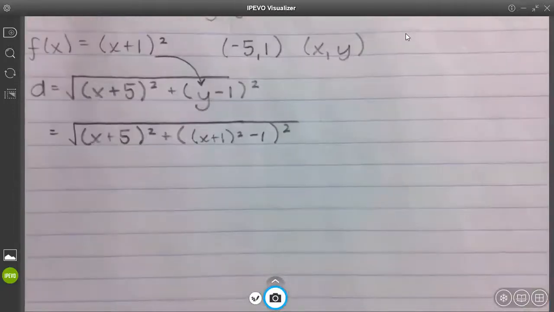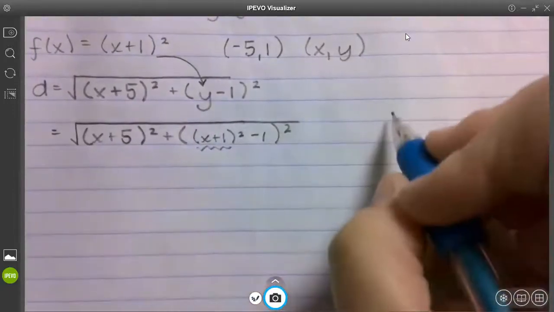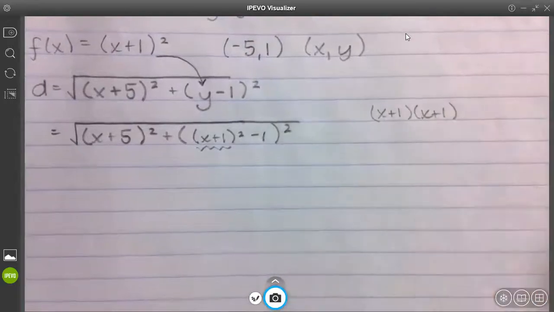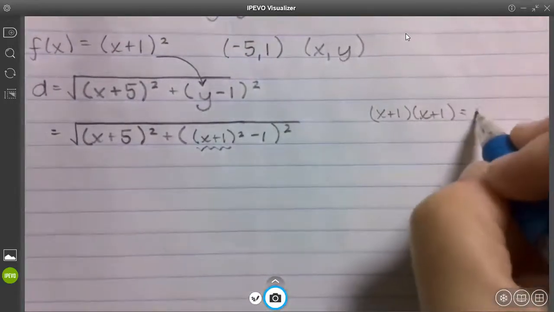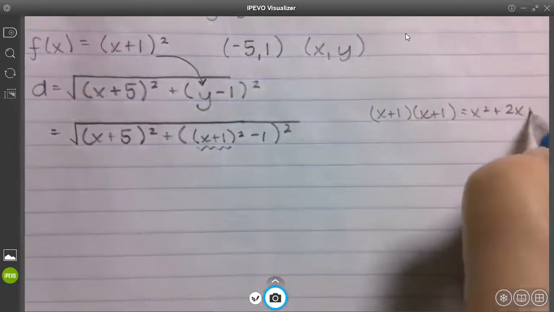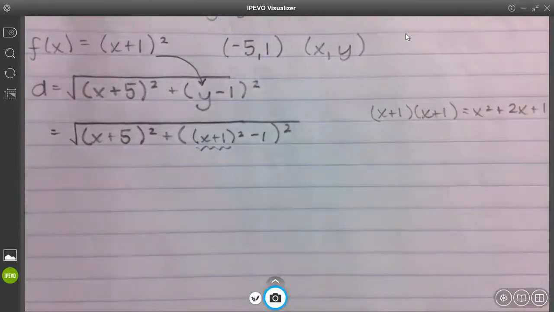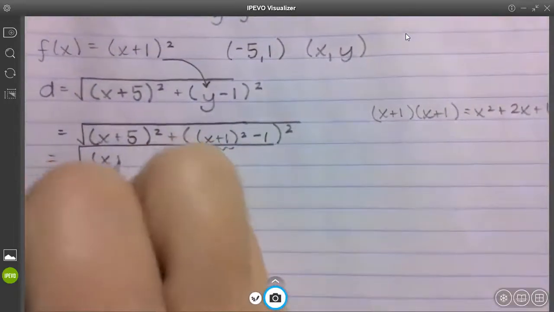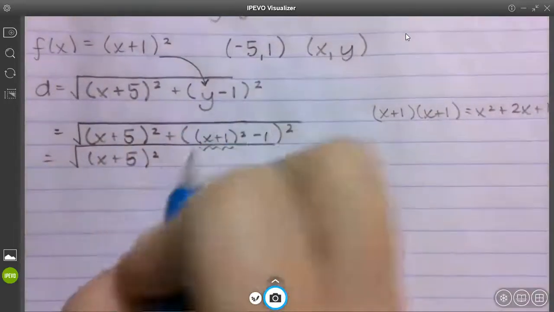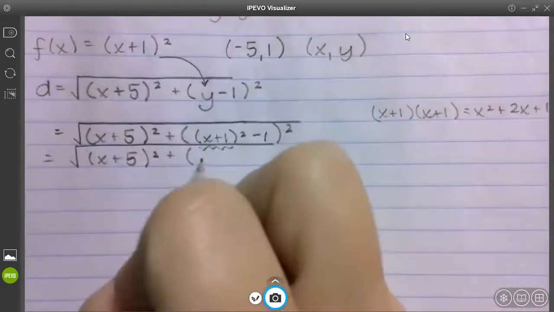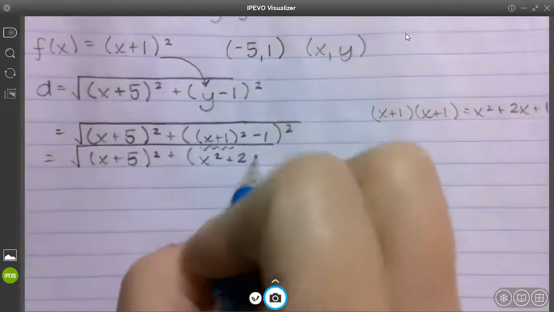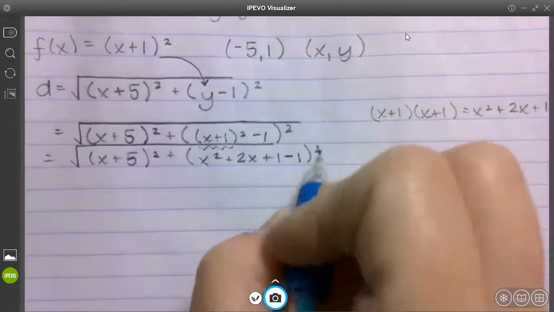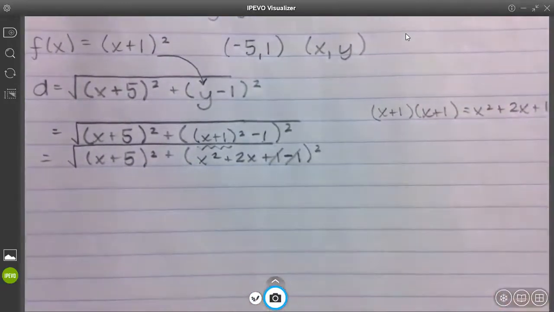So just like I did in your homework, I'm going to start with this little part right here. Remember, x plus 1 squared is x plus 1, x plus 1. When you distribute that out, you get x squared plus 2x plus 1. This is x squared plus 2x plus 1. Don't forget this -1 right here, minus 1 squared. And if you look, those will cancel out.